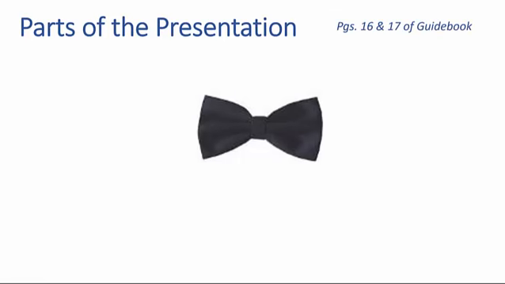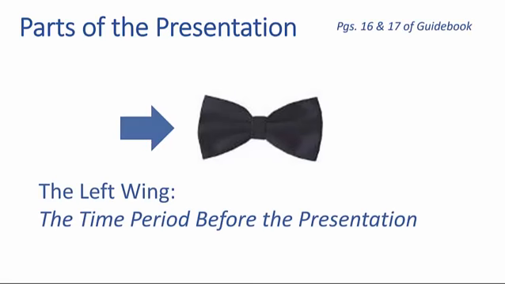Now we're going to take a moment to cover the parts of the presentation. In your guidebook, you'll see an analogy of the bow tie concept. There are actually 3 very important parts to conducting a successful presentation: the left wing, the center knot, and the right wing. We'll cover each of those. The left wing represents the time before your presentation, and this is often one of the most important parts. The more that we can do up front, the more likely the presentation will be a success and the less follow-up work there will be to do later.